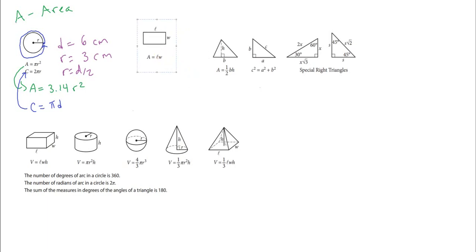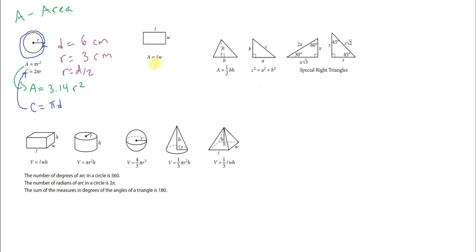Next we have a rectangle. Fairly straightforward. The area is the length times the width. They haven't given us the formula for the perimeter. Should you need it, it's just width plus length plus width plus length. Perimeter would just mean going around the outside.